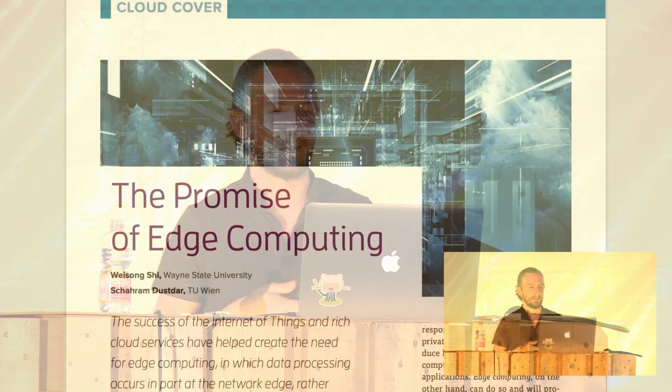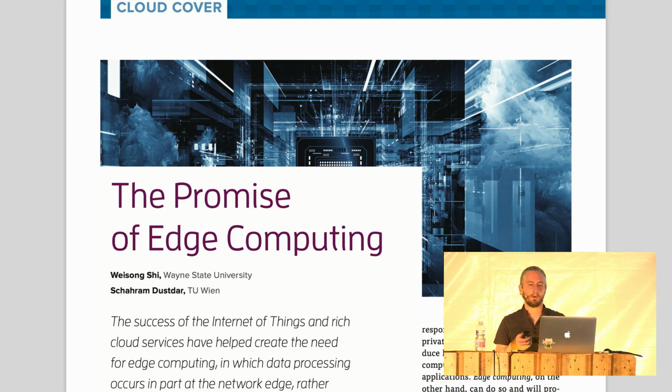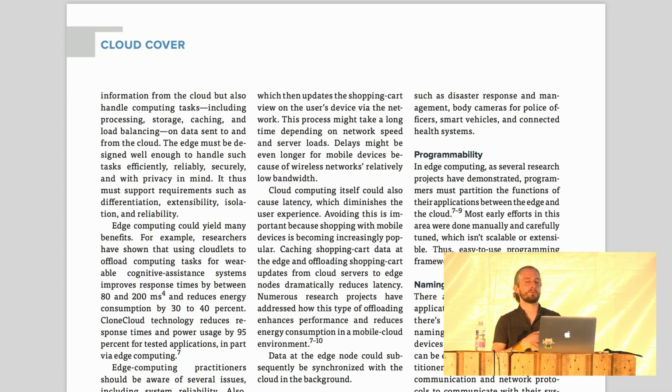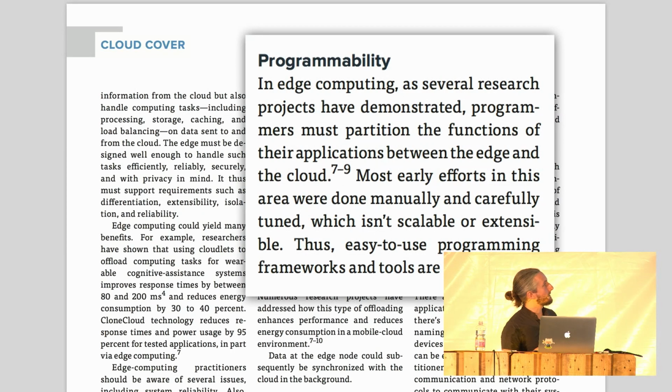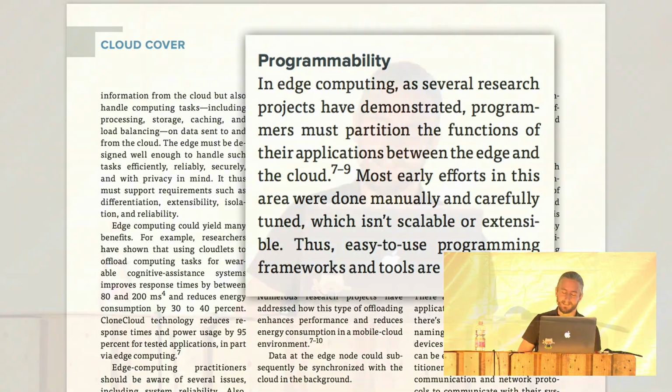Even in the IEEE Computer Science magazine last year, this part was discussed as a minor side note, right? On the very last page, after breathless praise of the idea of edge compute, they finally say: in edge computing, as several research projects have demonstrated, yada, yada, yada. Thus, easy-to-use programming frameworks and tools are required. But the lack of this by itself has the potential to sink the entire idea. So, again, this is why you should go see Chris's talk, because he's working on this.